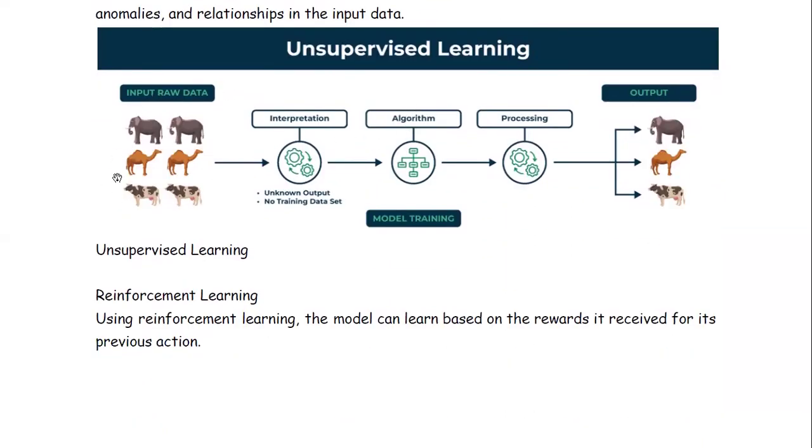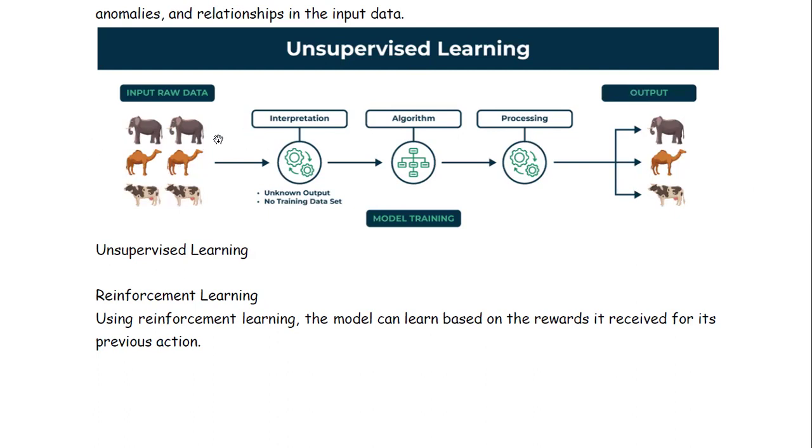See, these are the input raw data, interpretation, unknown output, no training data set, then algorithm, then processing, then output. Through this unsupervised learning algorithm, the input data will be interpreted. Then based on some kind of homogeneity, they will be clustered or segmented into different groups based on homogeneous features. Like in this image, these are the elephants, but previously there will be no tags as we have in supervised learning, that these are elephants, these are camels, these are, let's say, cows, bulls. These things will not be there in unsupervised learning.